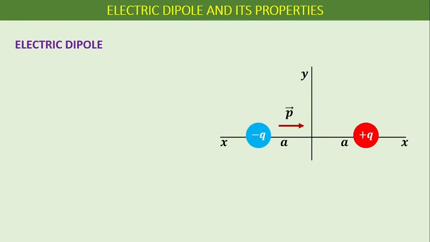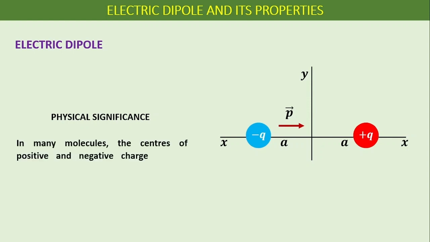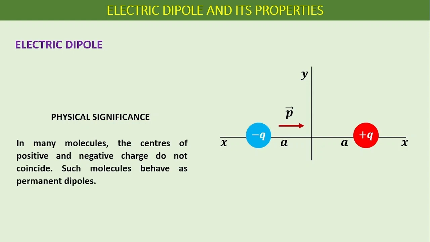Let us learn the physical significance, because when two charges equal and opposite are separated by a very small distance, they attract each other, they nullify the charges. So it is not practically possible, but in nature this system is available in the form of molecules. So the physical significance: in many molecules the centers of positive and negative charge do not coincide. Such molecules behave as electric dipoles with permanent dipole moment. Good. Example: carbon monoxide, water, ammonia, hydrochloric acid.